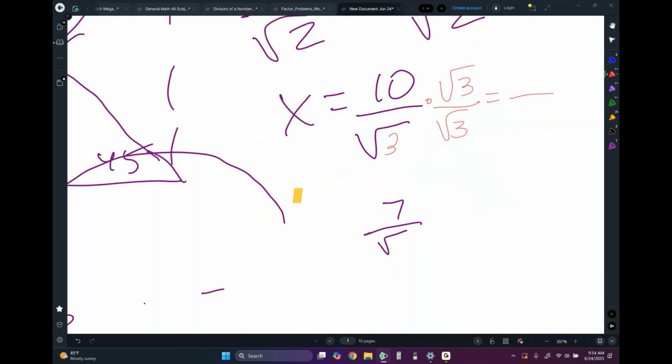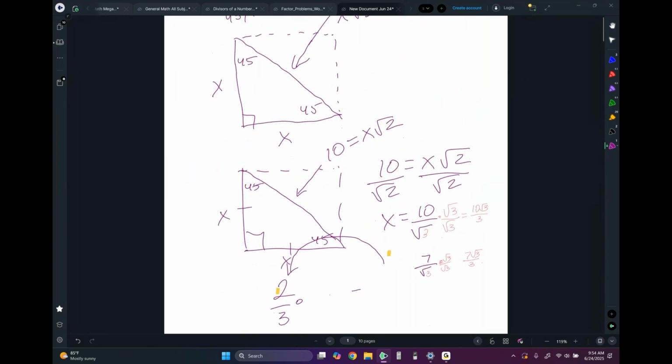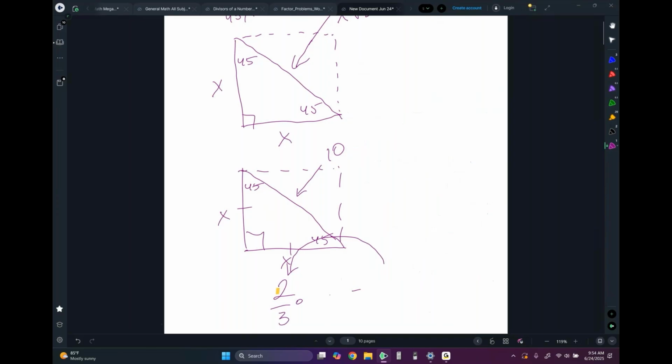So what does this become? 10 root 3 over 3. So what if it was 7 over root 3? What do you think it would become? You would multiply by root 3 over root 3, and you'd get 7 root 3 over 3. There you go. That is how we simplify radicals. Does that make sense? Yeah. Guys, that is how you simplify a radical, and that's what they're going to do on the test to you.